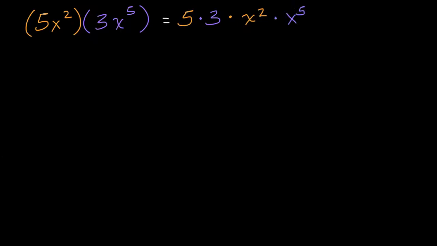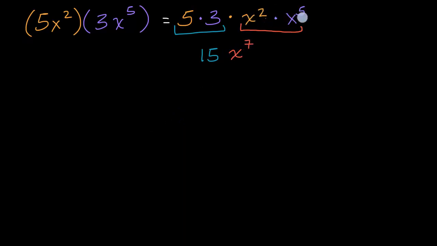And now what is 5 times 3? I think you know that. That is 15. Now what is x squared times x to the fifth? Now some of you might recognize that exponent properties would come into play here. If I'm multiplying two things like this, we have the same base and different exponents, that this is going to be equal to x to the, and we add these two exponents, x to the 2 plus 5 power, or x to the 7th power.